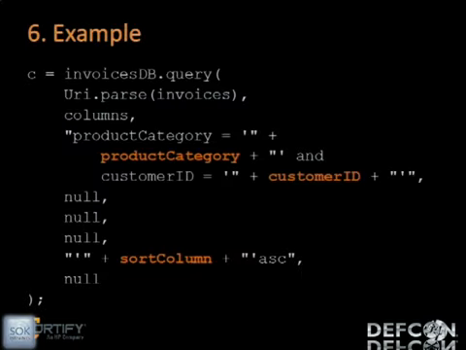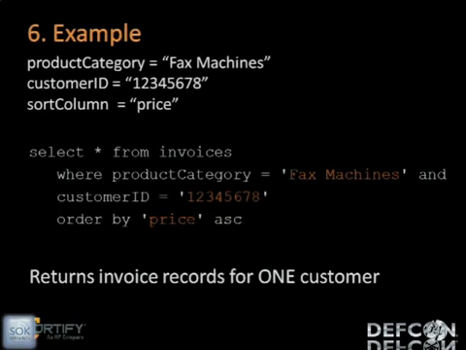Here is a call to a query API that basically returns invoice records for a product category for a particular customer with a specific customer ID, sorted by the sort column. So if you supply fax machines as the value of product category, and 12345678 is the value of customer ID, and price is the value of sort column, then here is what your query is going to look like. And basically, it returns you invoice records for one customer, whose customer ID is 12345678.